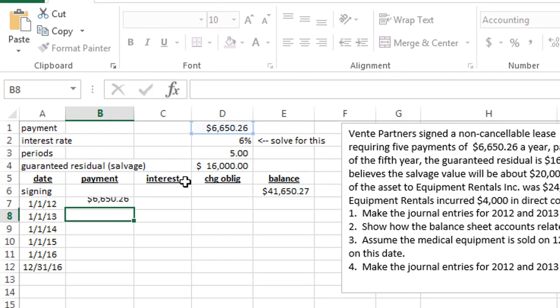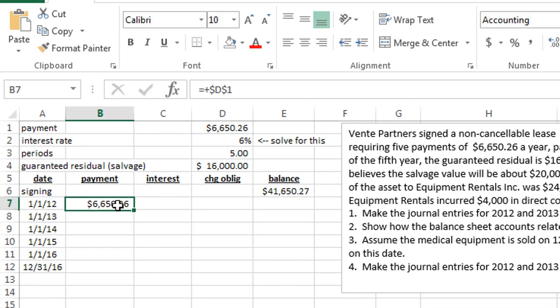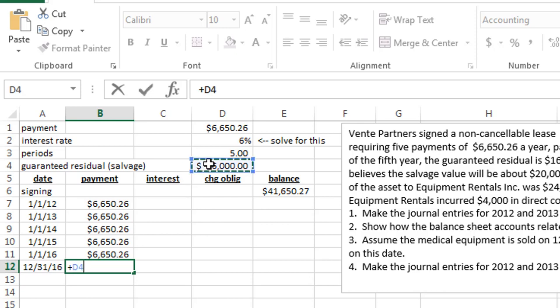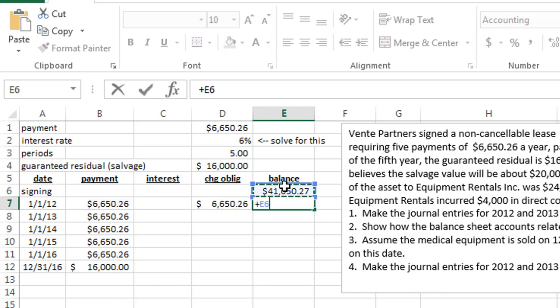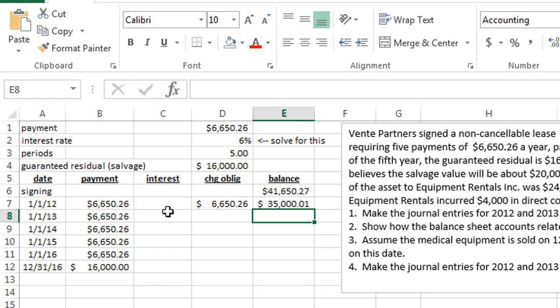So the payment is going to be that. We can anchor that and then copy that down 5 times. And then the final payment will be the $16,000. There'll be no interest on the first payment because it's due at signing. And so that full payment is going to reduce the lease obligation down.